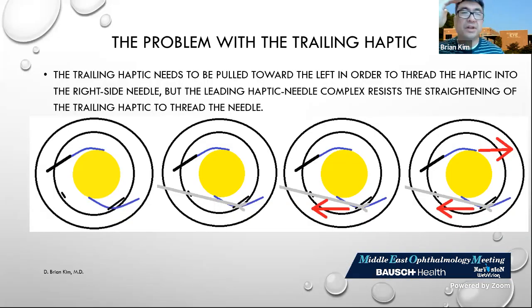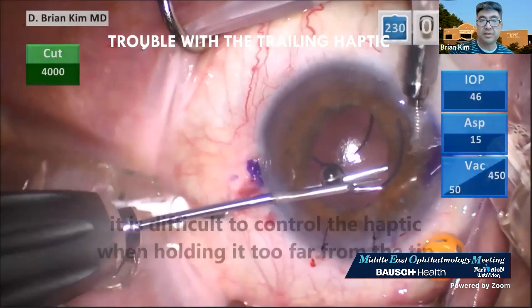So why is the trailing haptic such a problem? It's because of this. The trailing haptic needs to be pulled towards the left in order to straighten it out to thread into the right side needle. But if the leading haptic needle complex is intact, as you're trying to move that trailing haptic to the left side, the leading haptic needle complex resists the straightening of the trailing haptic to thread the needle. So you have opposing forces, and that's the reason why it's such a trouble. And you can see that here.